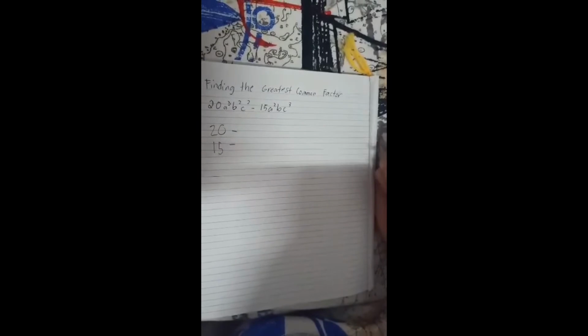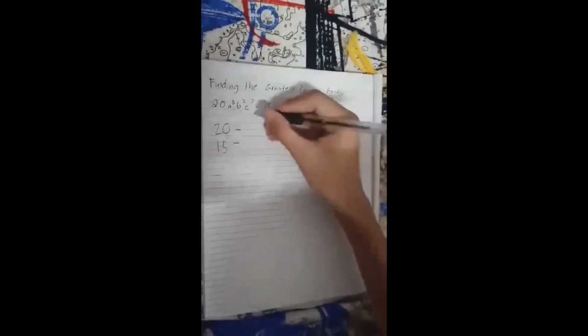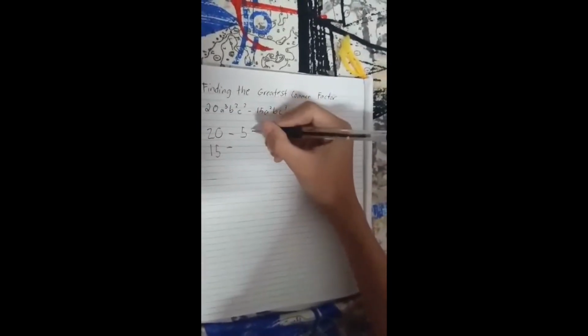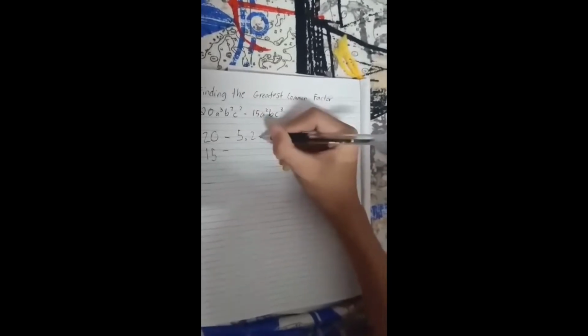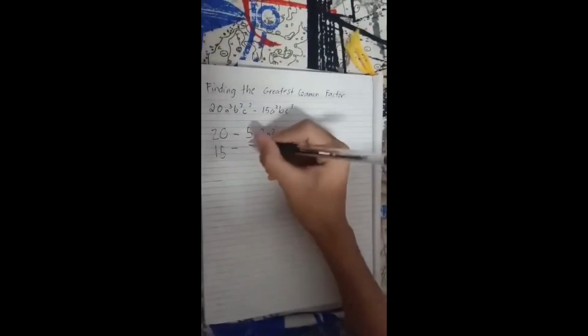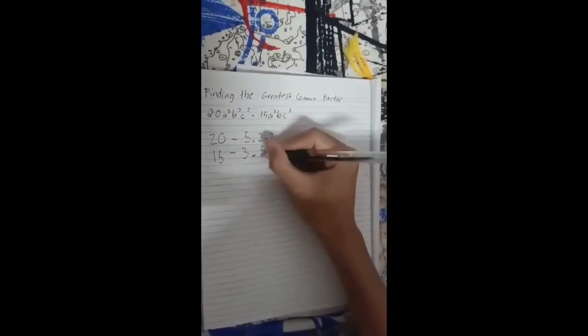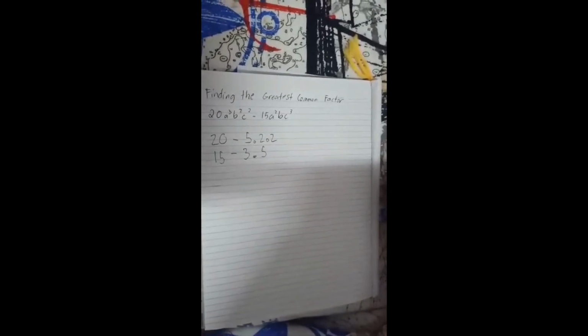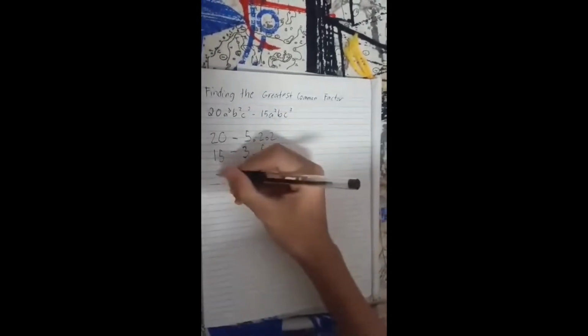The prime factors of 20 are 5 times 2 times 2. And for 15, it is 3 times 5. The common factor of 20 and 15 is 5.